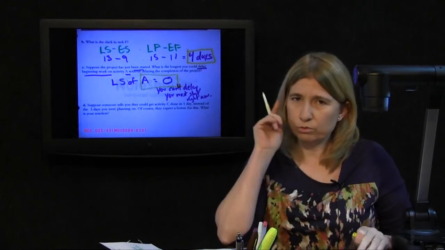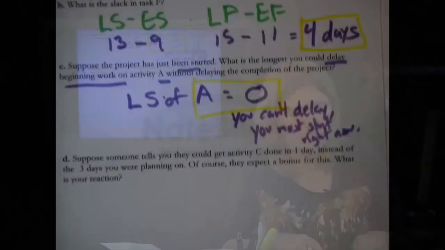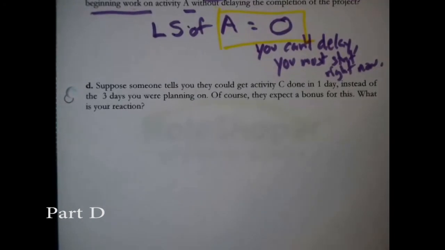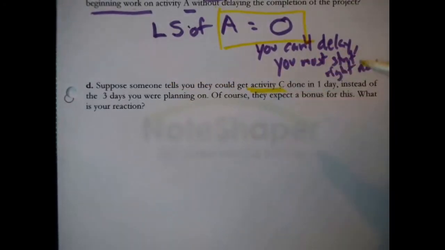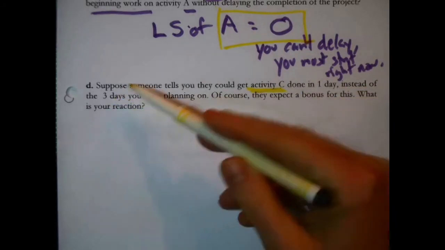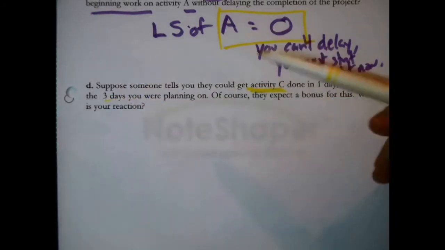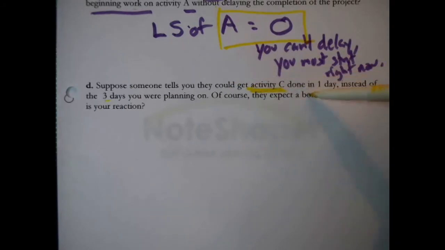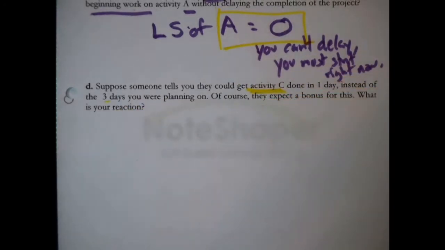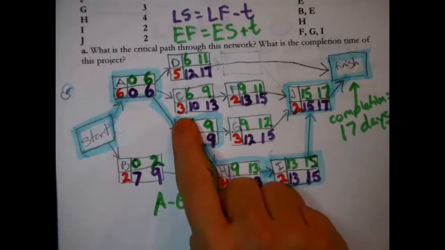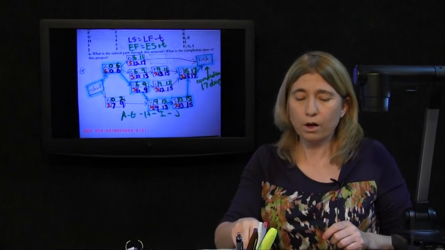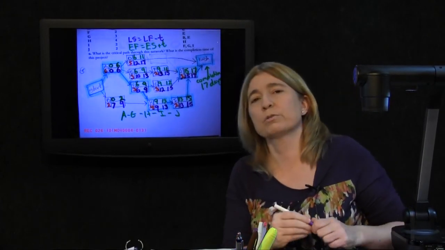Now there's one last question associated with this scenario. Suppose someone tells you they could get activity C done in 1 day instead of 3 days, because that's what you're planning on. Of course, they expect a bonus. What is your reaction? You can consult the network and look at C. We were planning on it being 3, and they're saying they could do it in 1, but they want a bonus. What is our most rational reaction to that?